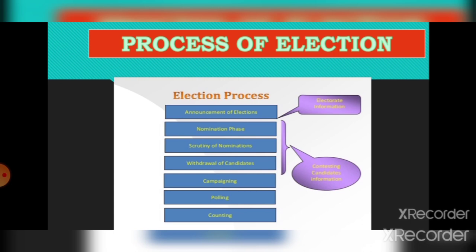Withdrawal of the candidates: if we find any false candidate, the application has been withdrawn. Then campaigning. During the elections, there are campaigns which happen. The representatives come to your doorstep and explain their policies, they advertise their policies. Then the polling takes place, that is the actual election, as we call it. Then the vote counting is conducted and the results are announced.